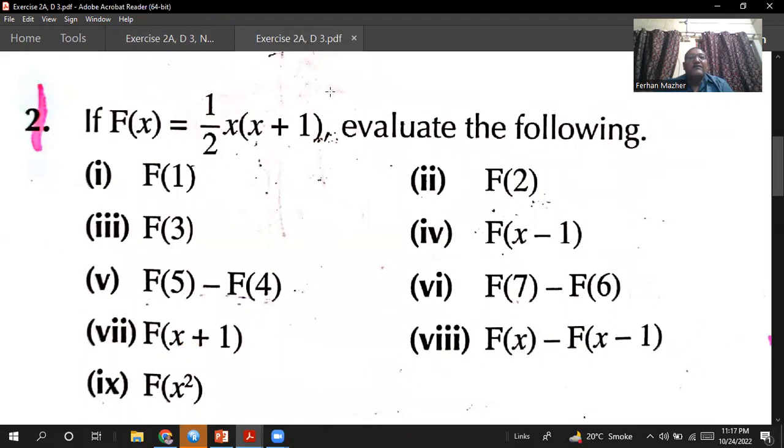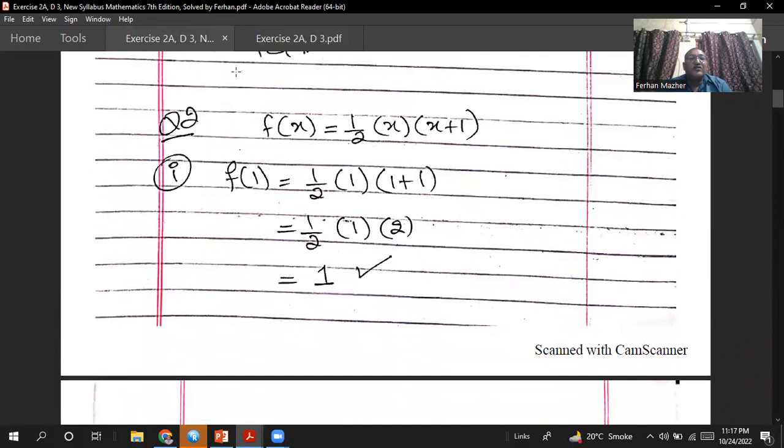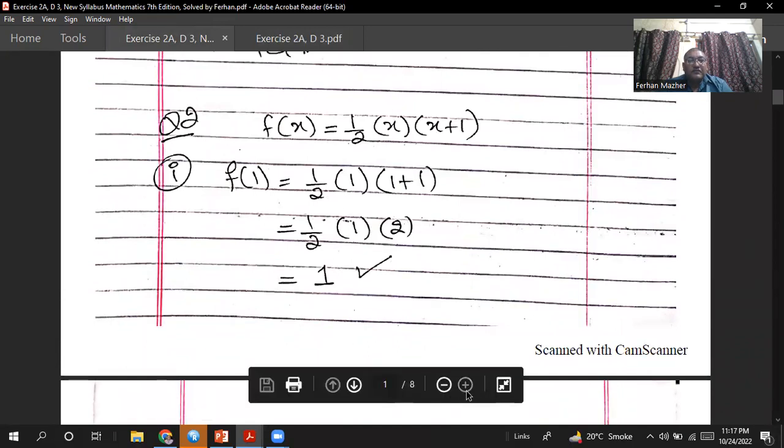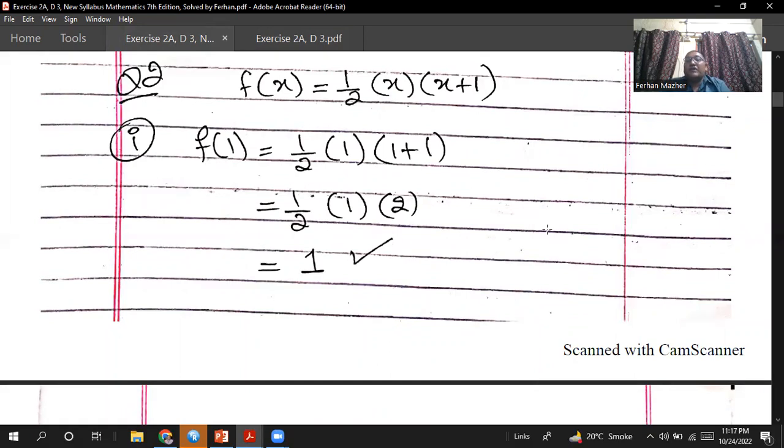So now we have a function f of x is equal to 1 by 2 into x bracket x plus 1 bracket close. So that's the function. Evaluate the following: f of 1. So f of 1 means in that function wherever there is the x, we will substitute that x with the 1. So very simple. So let me show you. f of 1 will be 1 by 2 into 1 into 1 plus 1. So it will be 1 by 2 into 1 into 2. So it will be 1. The answer will be 1.